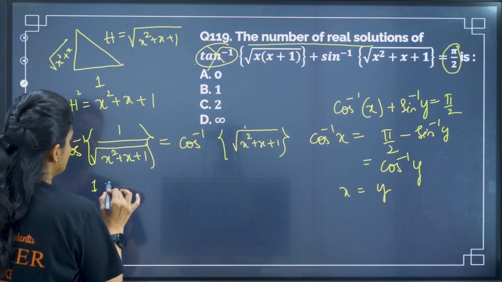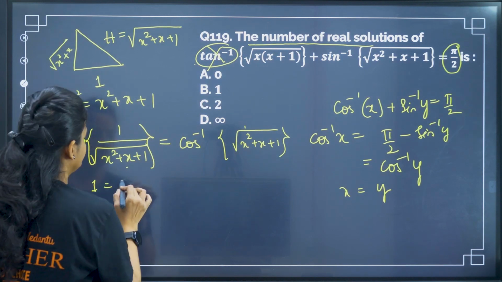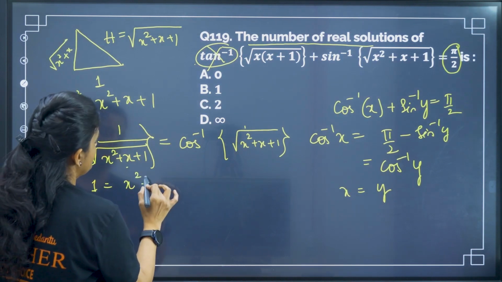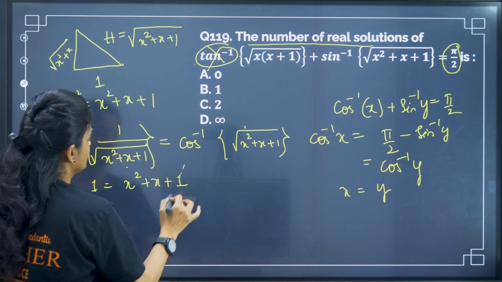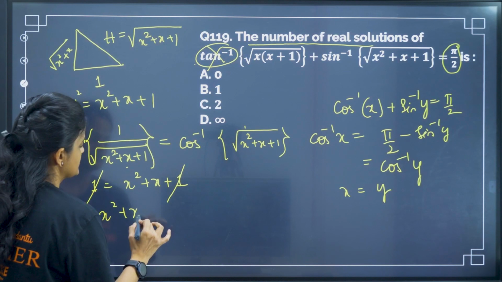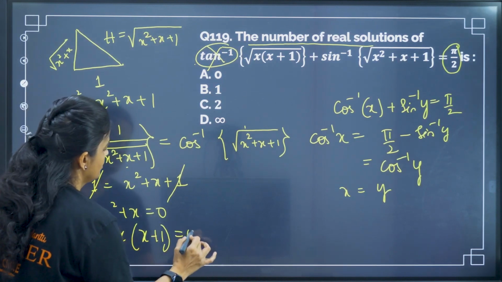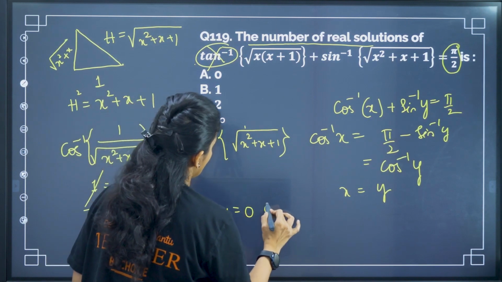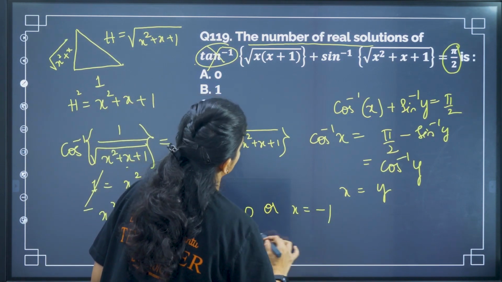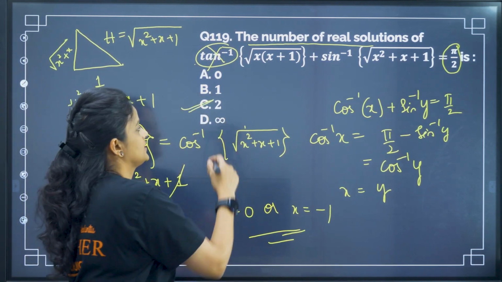So 1 is equal to the product of this. Because they are the same, the root is gone. X square plus x plus 1, cancel off. X square plus x is equal to 0. X into x plus 1 equals 0. And x is equal to 0 or x is equal to minus 1. So we have two real solutions in this, option C.